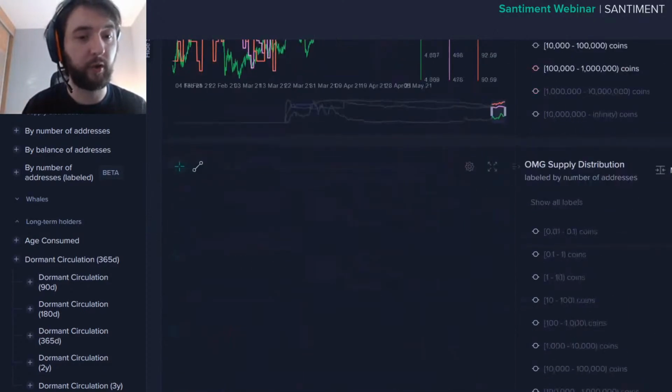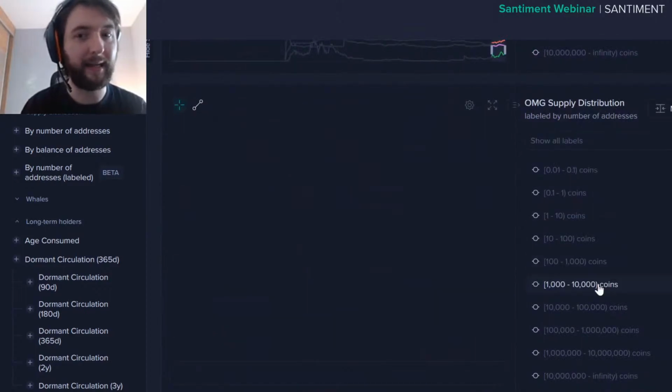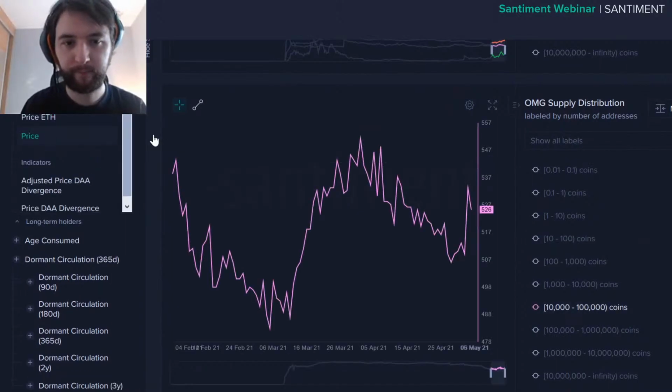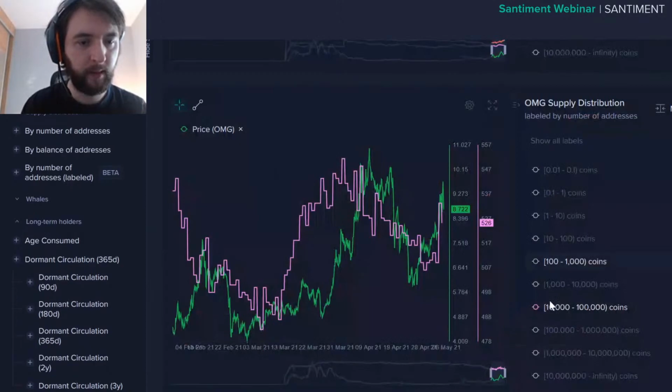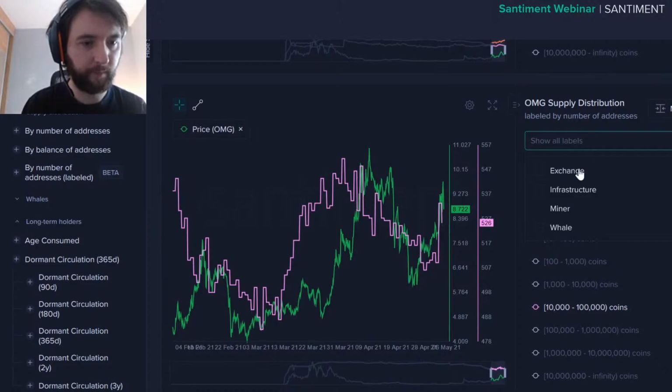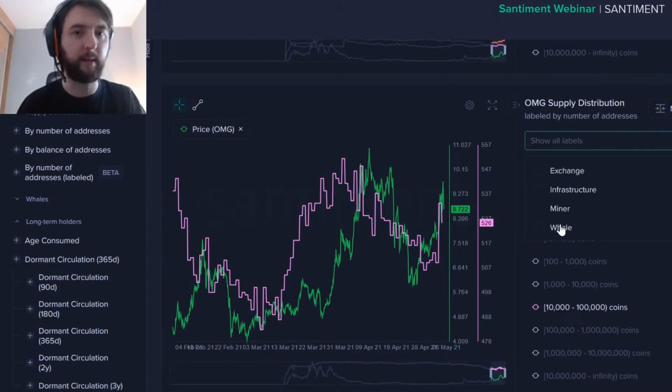So we're trying to solve that problem by adding labels for specific addresses. For example, if we look at this group of holders holding between 10,000 and 100,000 Matic, in this particular metric you can select different categories of holders that we have labeled as such, right? All of the addresses that we have labeled as exchanges, infrastructure wallets, miners, and whales. And you can look at only their behavior over time.